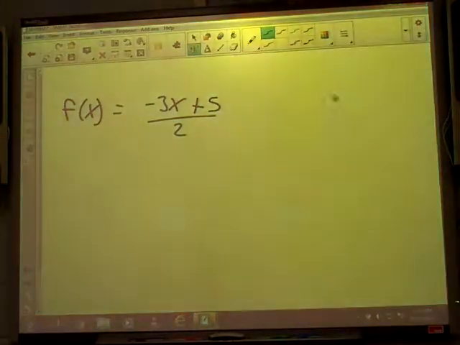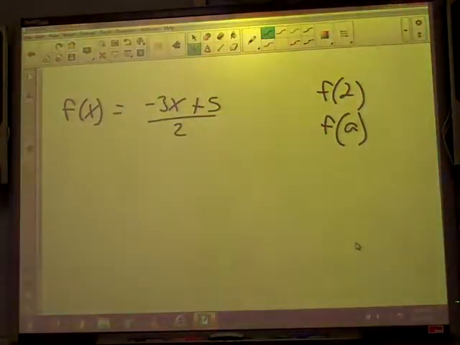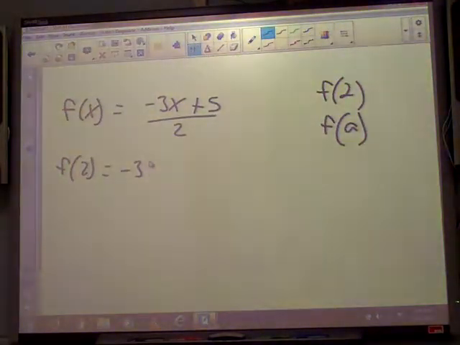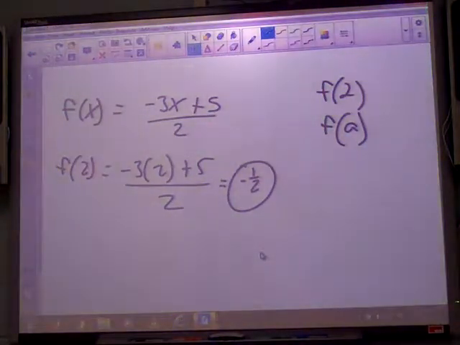What we're going to do is two things. We're going to first solve for f of 2. Then we're going to solve for f of a. If they ask me to solve for f of 2, all I have to do is take a 2, put it in the x spot, and evaluate. So f of 2 would equal negative 3 times 2, I put the 2 in the x spot, plus 5, divided by 2. Negative 6 plus 5 is negative 1. So negative 1/2 would be my f of 2.